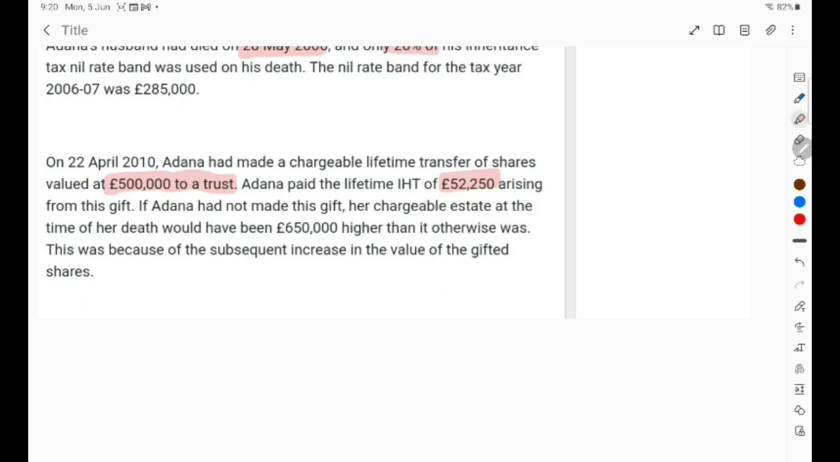If Adana had not made this gift, her chargeable estate at the time of her death would have been 6,50,000 higher than it otherwise was. So this was because of the subsequent increase in the value of gifted shares.